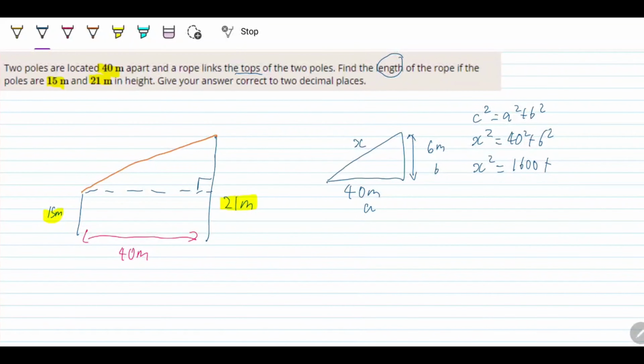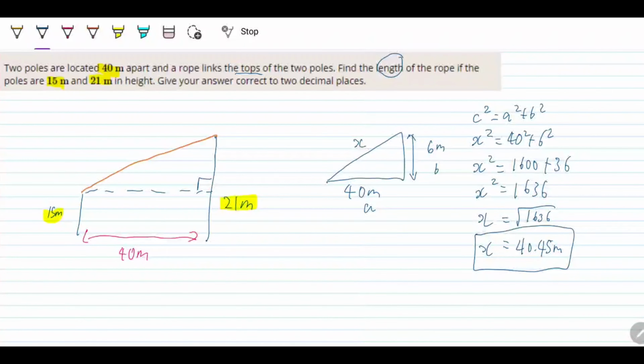1600 plus 36. So X squared will be equal to 1636. Find the square root of that, and I should get a value of 40.45 meters, correct to 2 decimal places.